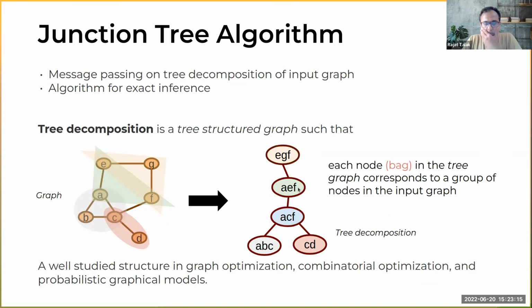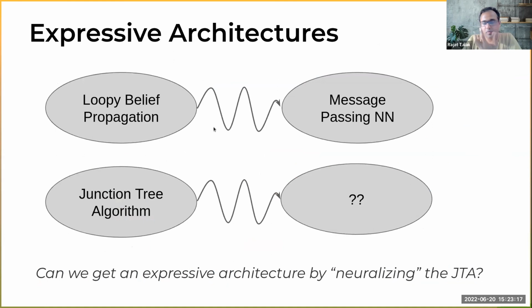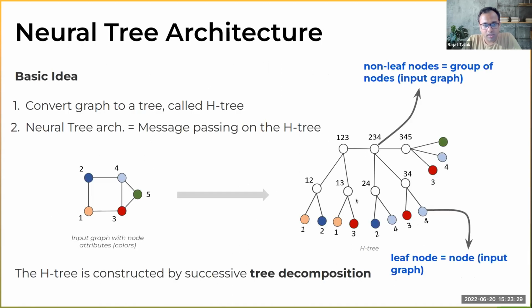So the idea then is, if loopy belief propagation is sort of parallel to a message passing neural network or a graph neural network on the original graph, then can we extract a similar parallel with the junction tree algorithm and get a more expressive architecture? And that is exactly what we do, and it's the idea behind the neural tree architecture.